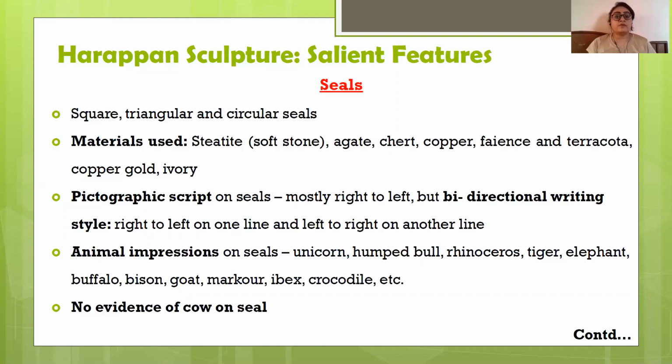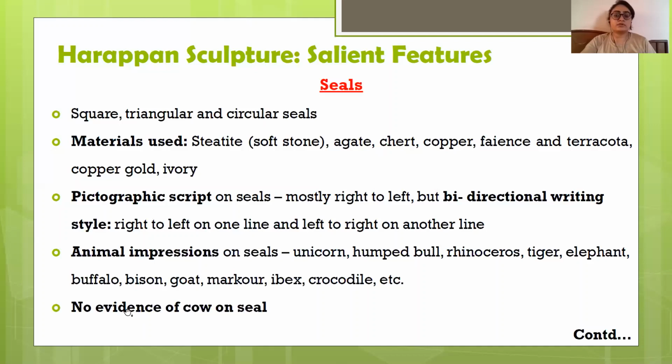Now, there were animal impressions on the seals apart from the pictographic script. Now, what all animals were used on the seals? These were the unicorn, humped bull, rhinoceros, tiger, elephant, buffalo, bison, goat, markhor, ibex, crocodile, etc. But the most common animals were the starting four or five: the unicorn, humped bull, rhinoceros, tiger, and elephant. But buffalo, bison, goat, markhor, ibex, and crocodile were also found.